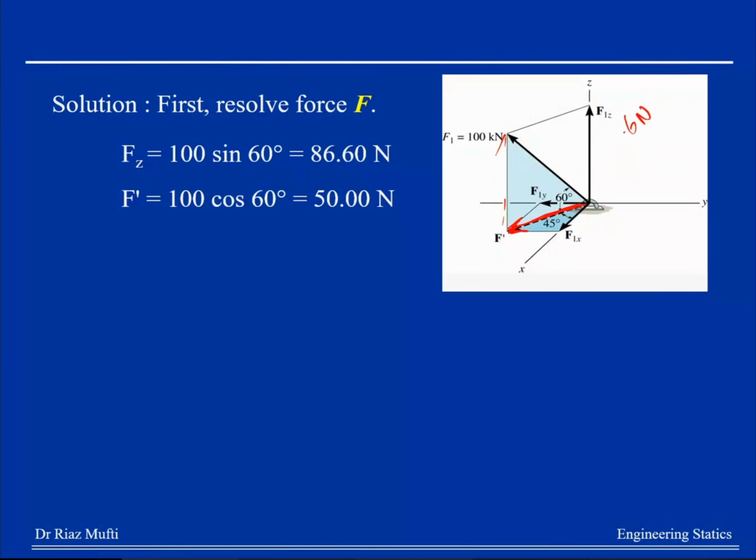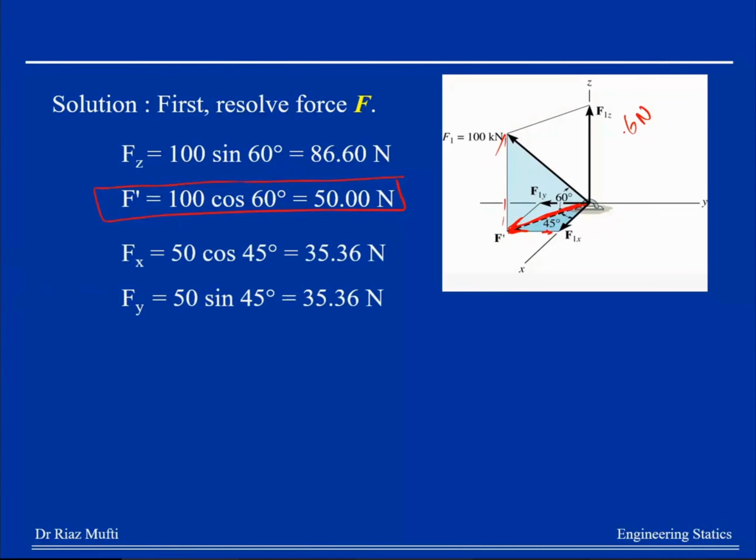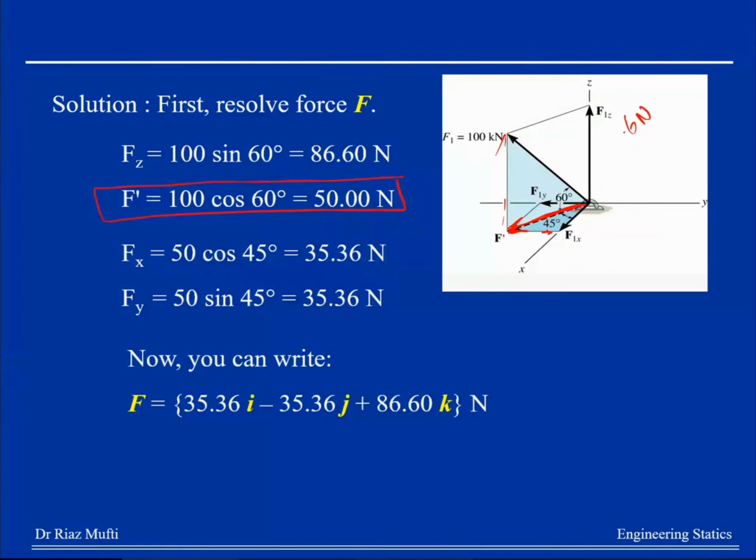I need to resolve this vector into two vectors. The angle is given, that's 45 here, so I can easily find the components of this one. Now I'm keeping an eye on the sign, whether it's positive or negative. I can clearly see the vector is pointing upward, so my z is positive. The projection is in the positive x but negative y. So the three components I've got are here.